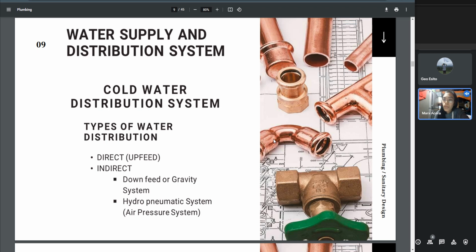Water is pumped into a large tank on top of the building and is distributed to the fixtures by means of gravity. We have also the hydropneumatic system or the air pressure system. When pressure supplied by the water supply is not strong enough, we use compressed air. Compressed air is used to raise and push water into the system.